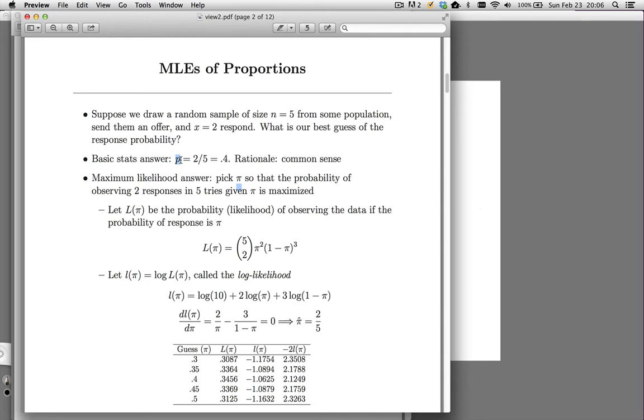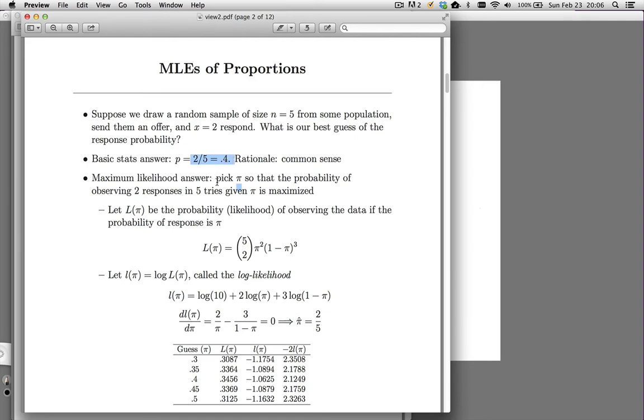Well, back in your first stats class, or probably before your first stats class, you would have just said 40%. And your rationale would be, well, 2 out of 5 respond, so 40% is my best guess. We're going to develop a more useful rationale for that with maximum likelihood. So this is the rationale. It's a subtle idea, but very important.